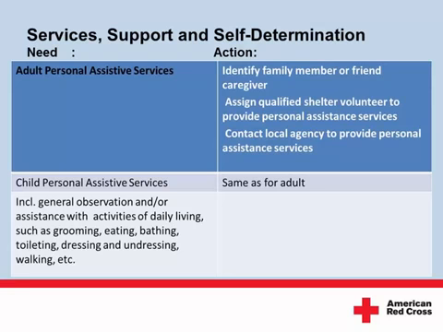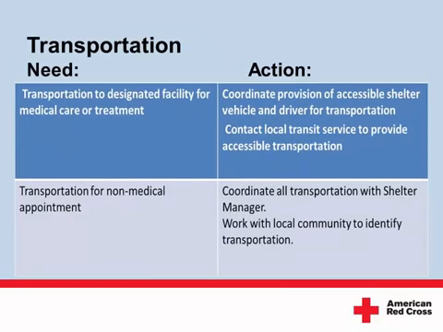And finally, the T in CMIST is transportation. So we have it separated on this form as transportation to a designated facility for medical care or treatment, and coordination of accessible shelter vehicles and drivers, or contacting a local transit service. And we have it separated out for non-medical appointments, for coordination with the shelter manager or working with the local community. But from my perspective, it really doesn't matter why a client needs to leave the shelter. We need to work together as a team to make sure transportation is available.